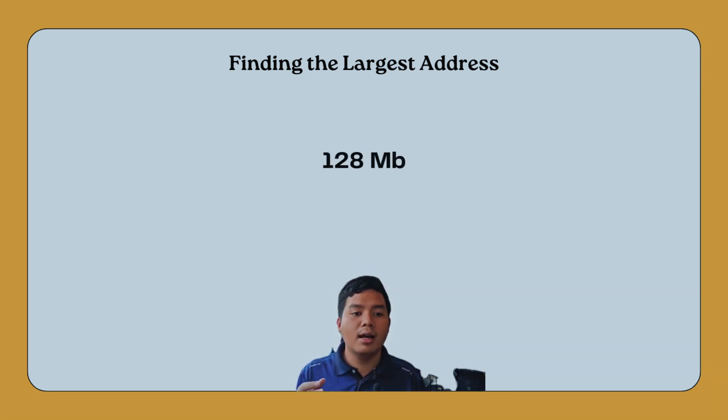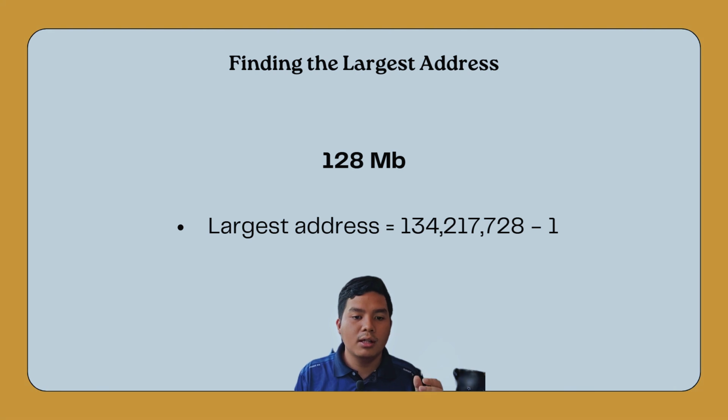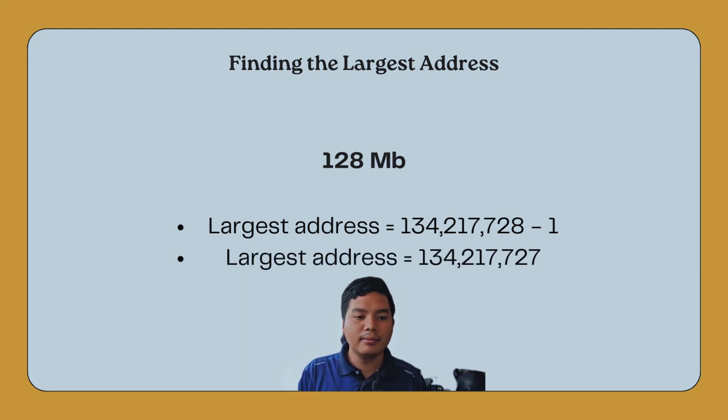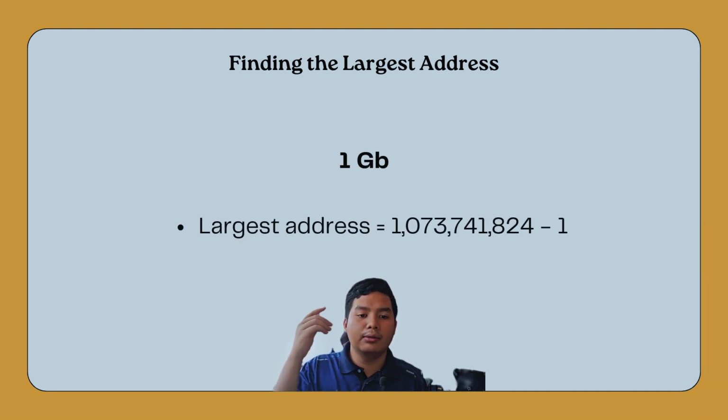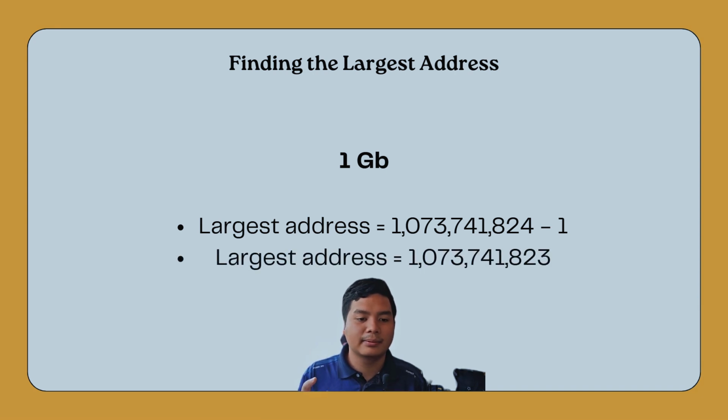So first, for the 128 megabytes, we can see from step 1, our answer is 134,217,728. And we will minus it by 1 and we will get the answer for the largest address. Then for the 1 gig, we will take the answer from step 1 too and we will minus it by 1 and we will get this answer for the 1 gig. This value represents the maximum memory location that the CPU can access in the system.